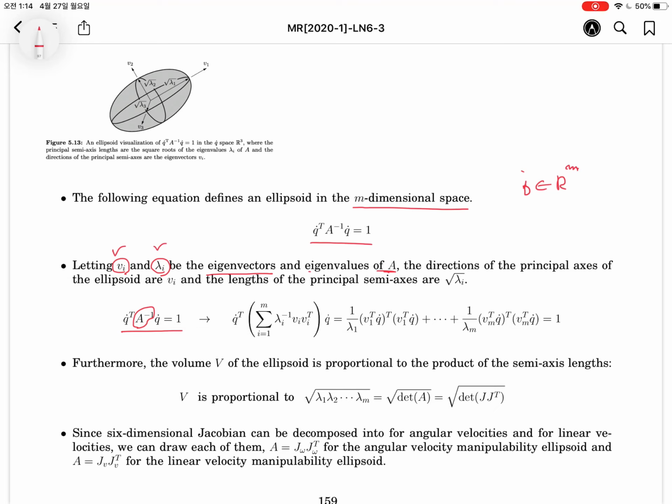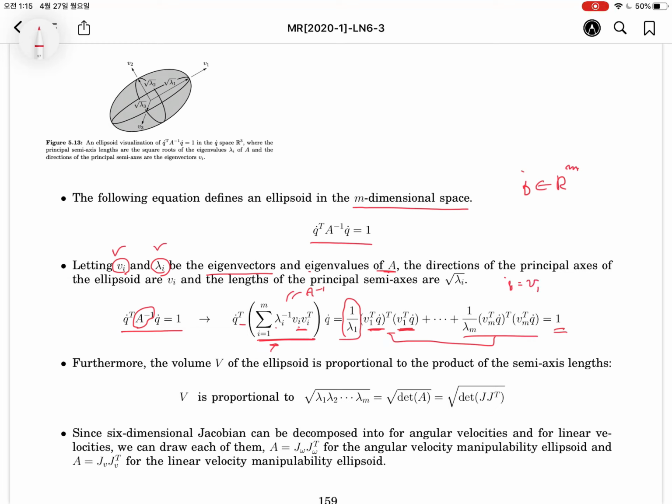So using the eigenvalue and the eigenvector, we can describe the A inverse as the sum of 1 over lambda_i times v_i v_i transpose. It is called the outer expansion of the matrix-vector equation, corresponding to the A inverse. If we expand this equation from 1 to m, the first term will be 1 over lambda 1 times q dot transpose v1, and then v1 transpose q dot, and the same one will appear two times. It should be added from 1 to m. All the addition should be equal to 1. q dot is the variable here.